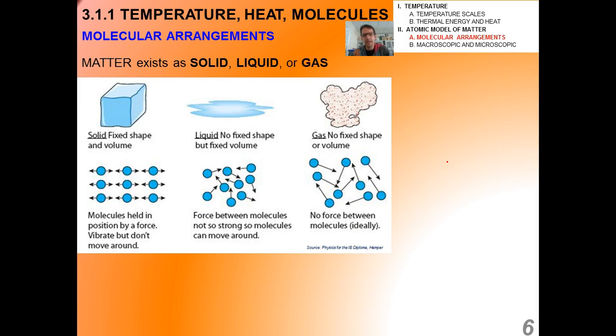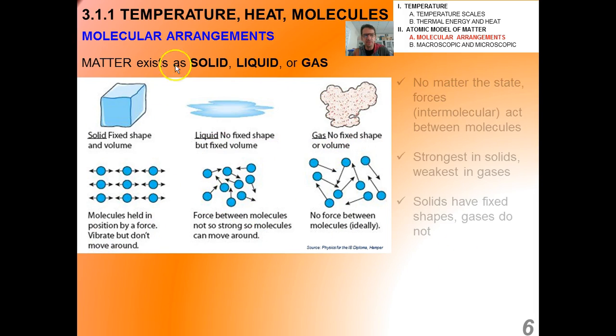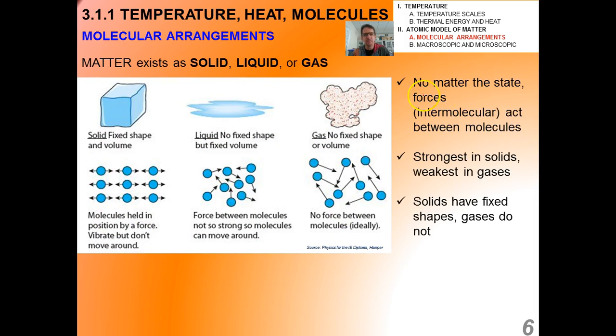Okay, so just some review on molecular arrangements. This will be very important when we study the kinetic theory of gases and the ideal gas law. We're also going to talk a little bit later about moles and molar masses and so forth. Just to remind you that a solid has a fixed shape and volume. A liquid has no fixed shape but a fixed volume, and a gas has no fixed shape or volume. And you should be familiar with these general characteristics of the three main states of matter.